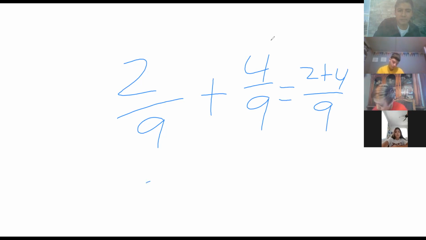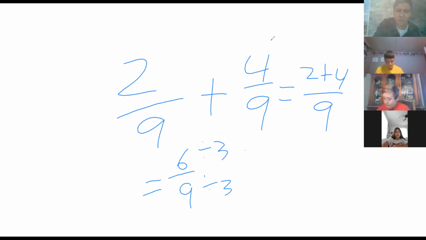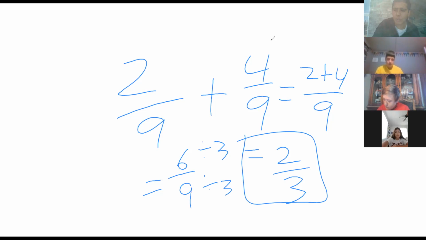6/9. Now, can we reduce this? Yes, we can. By how much? By 3. There we go. So 6 divided by 3, that means on the top we're going to have 2. And then 9 divided by 3 is 3. So our reduced fraction is 2/3. All right? Pretty good? Not too bad?